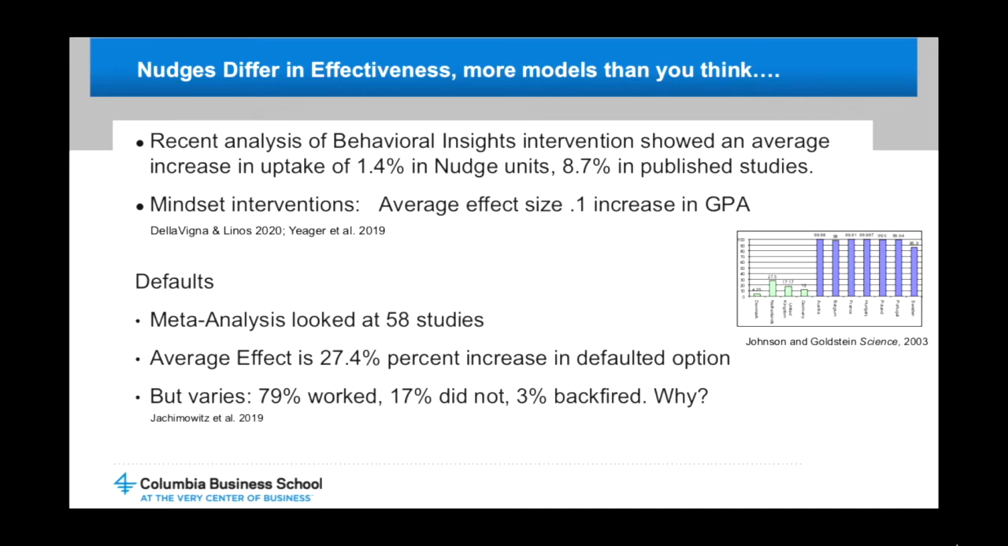There's a nice paper done by Delavande and Linos, where they actually look at all the interventions done by the Behavioural Insights Team and the American equivalent across a number of domains and analyze what was the average uptake, what was the average impact. You see big dramatic effects in my graph. Well, it turns out in the Behavioural Insights Team, the average intervention increased take-up by 1.4%, much more modest. In fact, if they looked also at academic papers, all the ones that people like myself have published, they found the average impact was 8.7%.